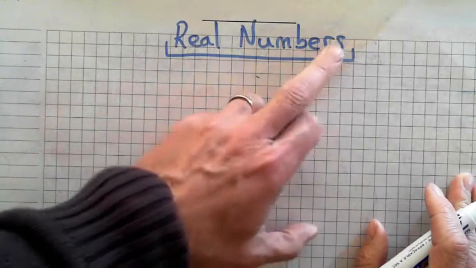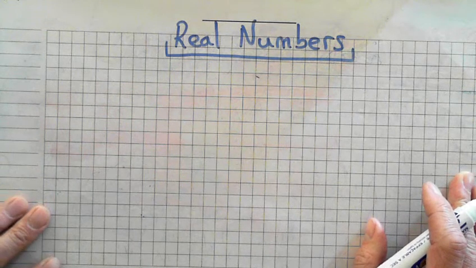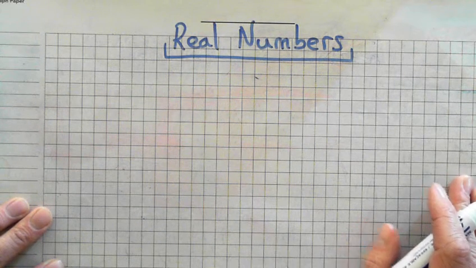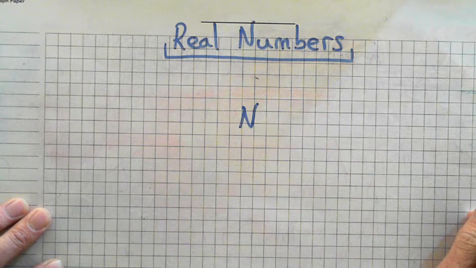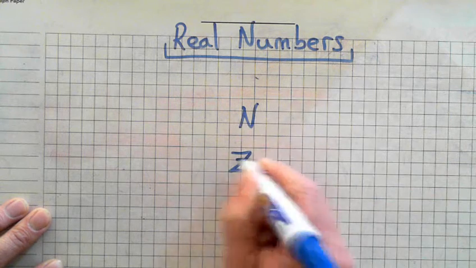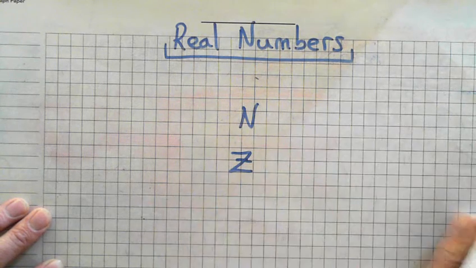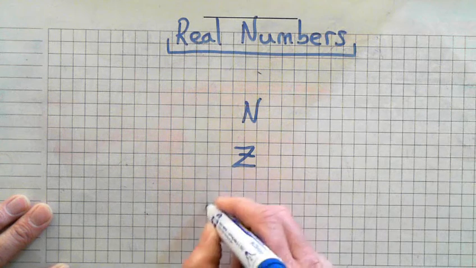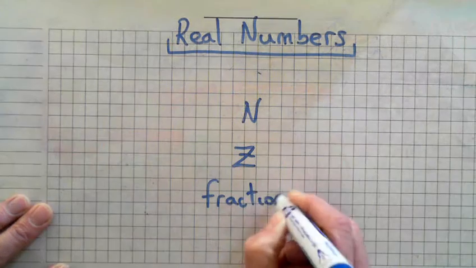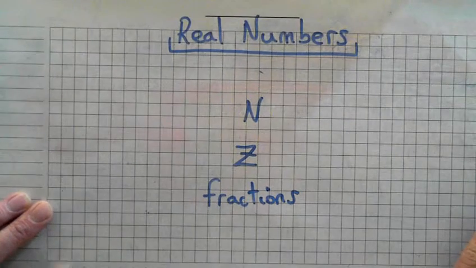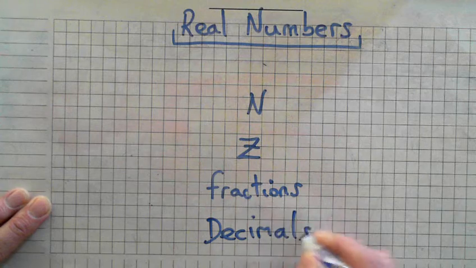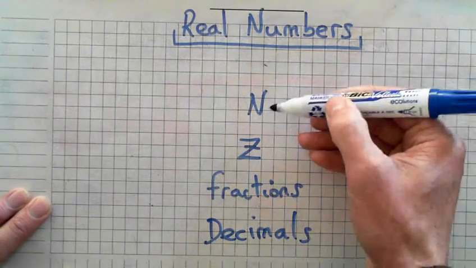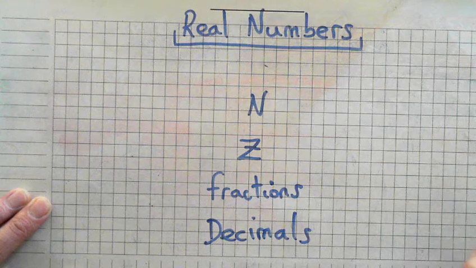So what are real numbers? Real numbers are sort of any number that you can think of. So real numbers include natural numbers. They also include integers, plus and minus numbers. They also include fractions. They also include decimals. So when you're talking about real numbers, you're including all of these types of numbers. That's easy enough, isn't it?